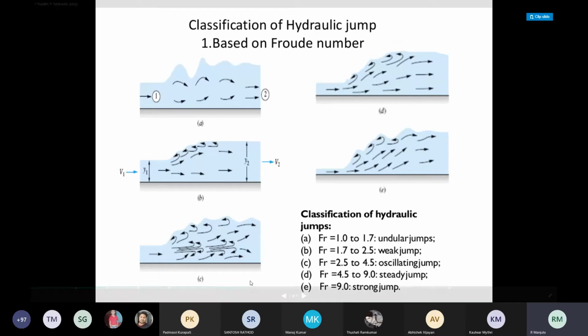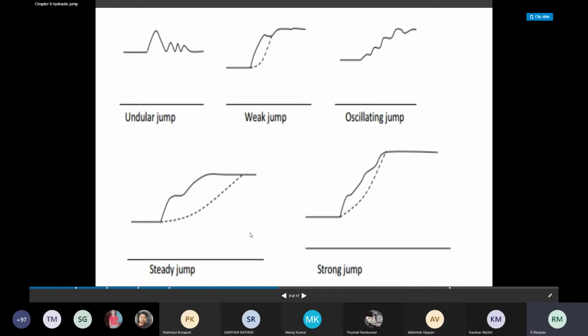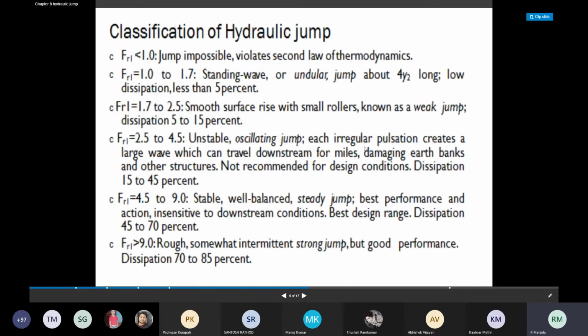Here is your oscillating jump. You can see the oscillating jump. In case of an oscillating jump, the surface is very much damaged. So the oscillating jump is not recommended for design conditions, and the dissipation is only around 15 to 45%.